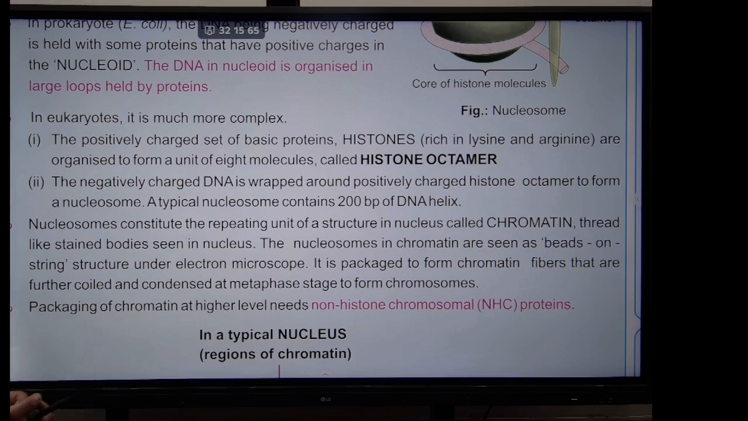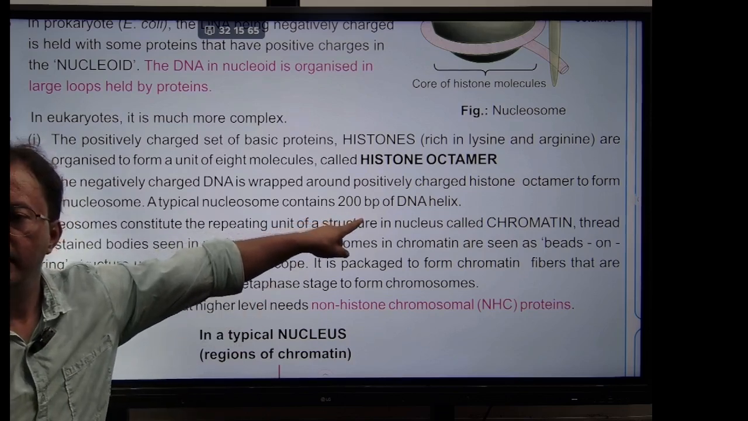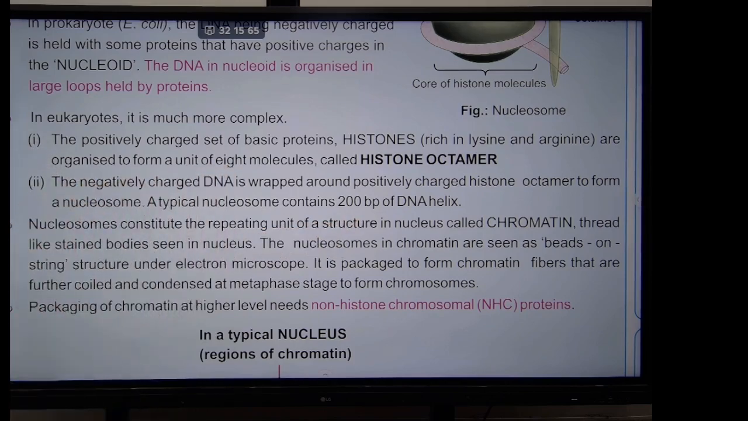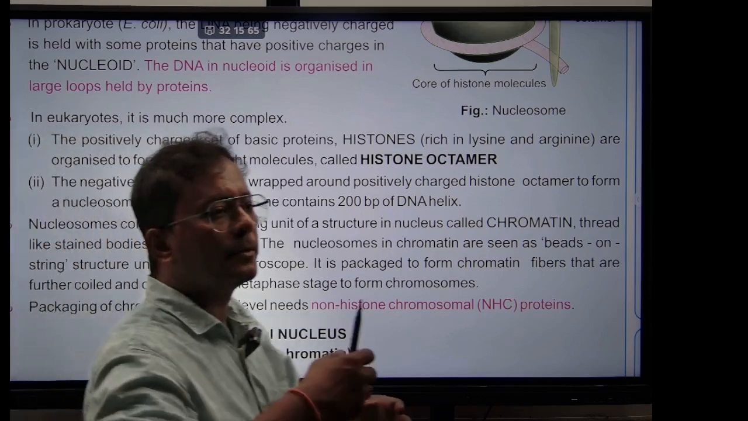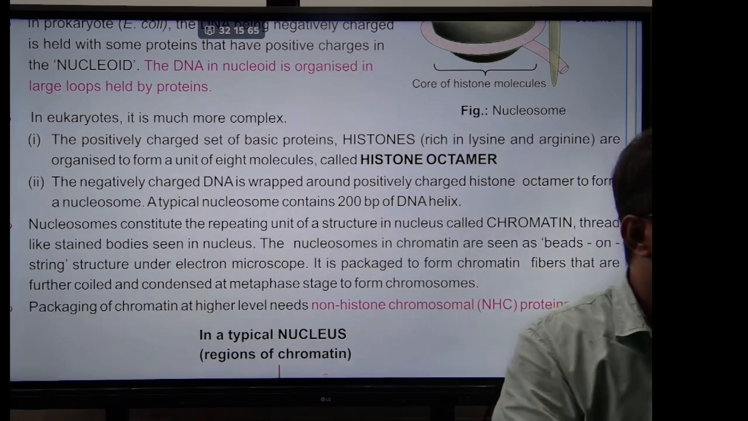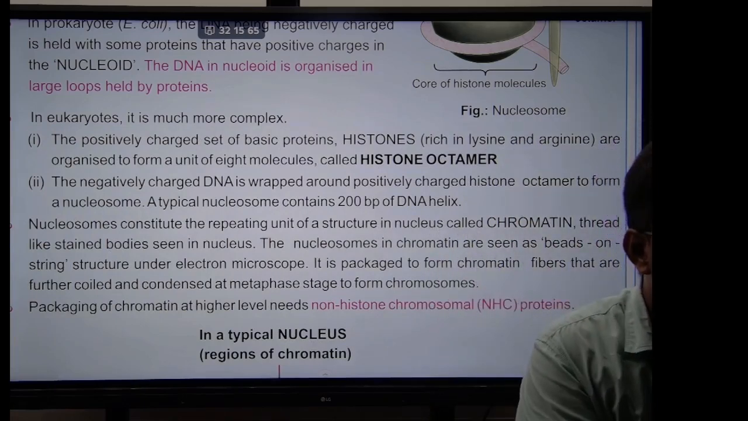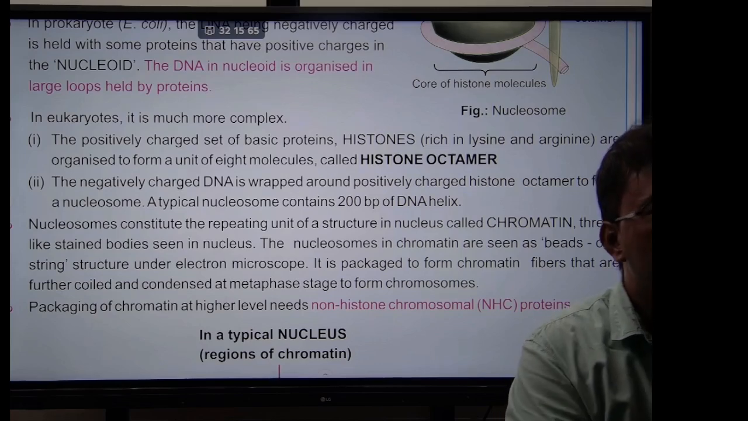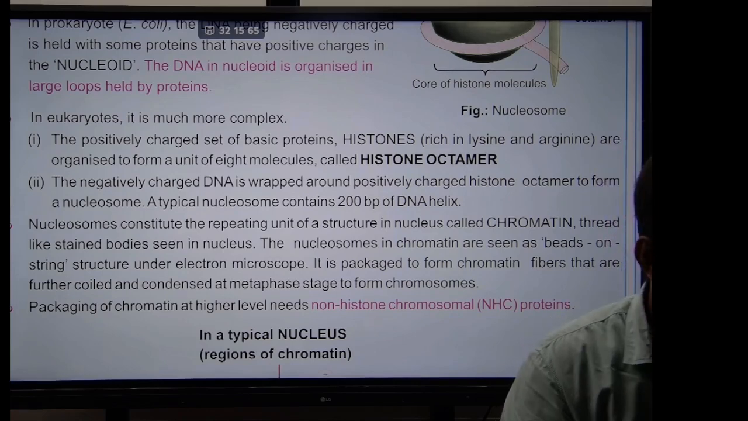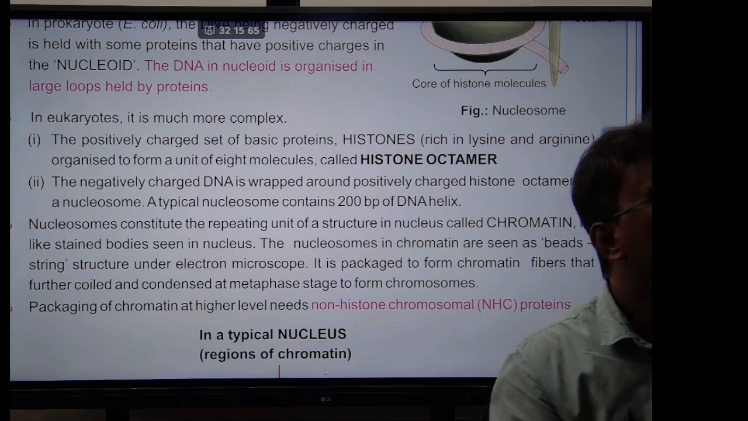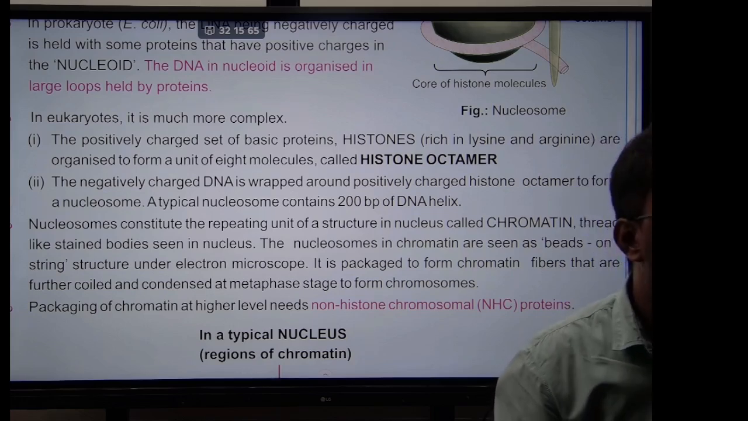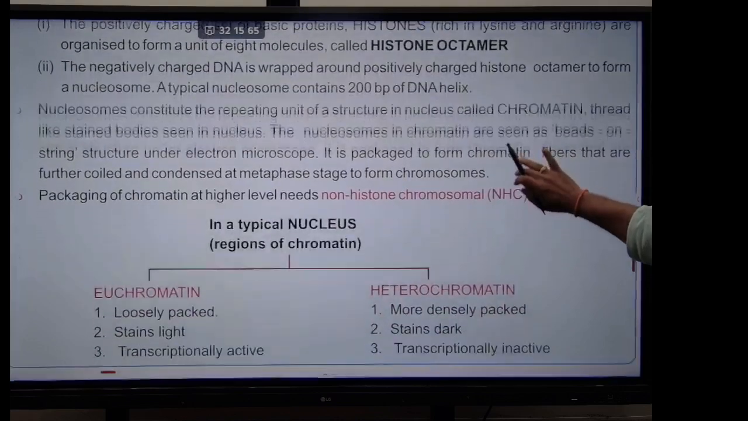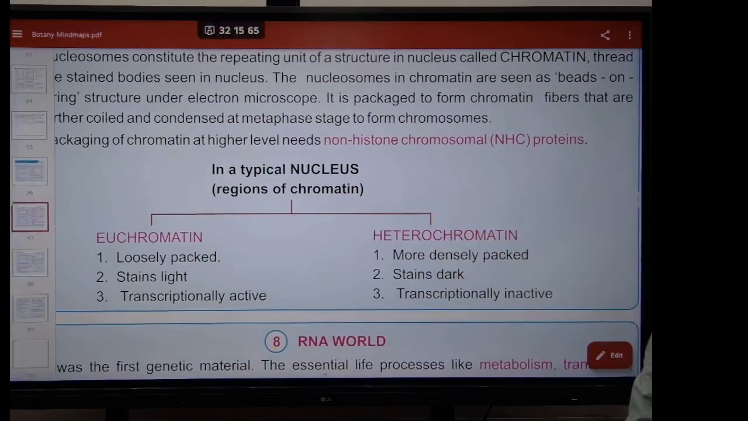Each nucleosome has a length of approximately 200 base pairs. How much is it, guys? 200 base pairs. And these nucleosomes wrap around each other, forming more compact structures called chromosomes. Chromosomes can be visible only during cell division, but during the rest of the time, the DNA is present in the form of, what is it called, guys? Chromatin.